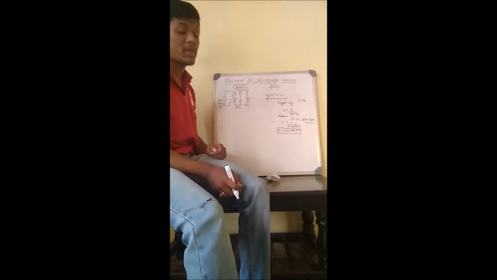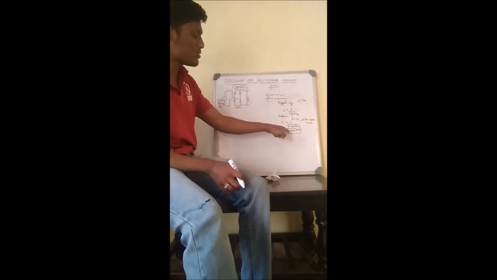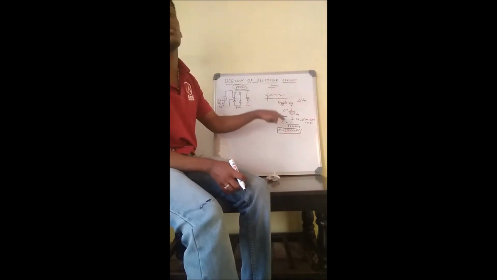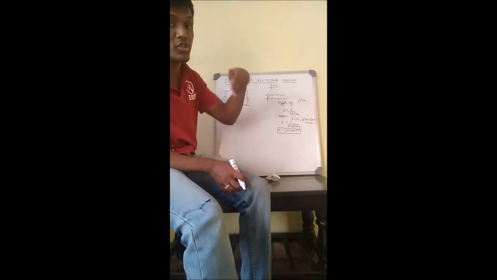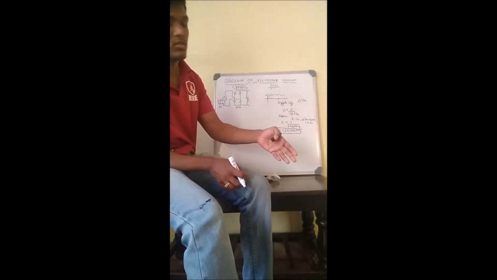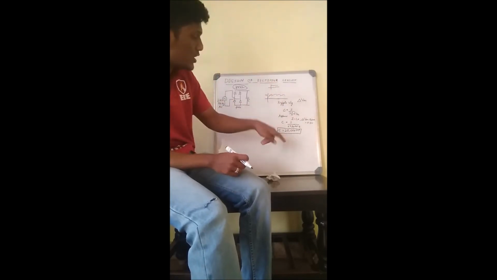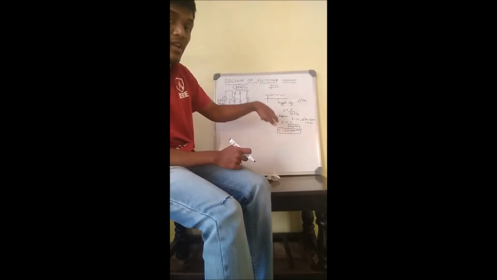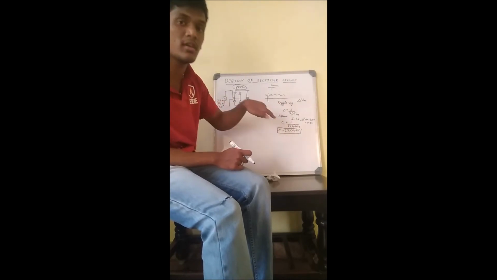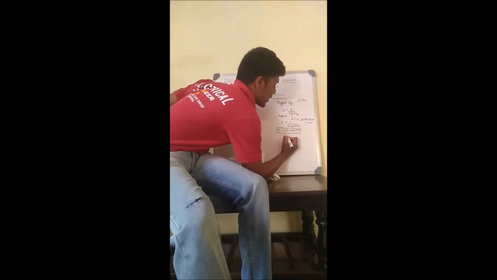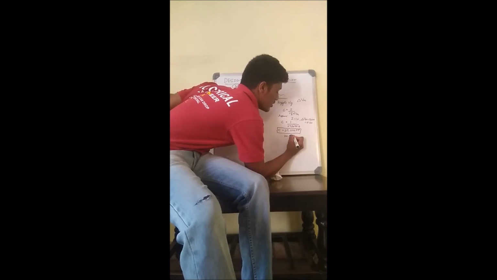But practically, a 20,000 microfarad capacitor is not available. So what should we do? We need to consider the value which is available near to it. The value which is available near to it is 22,000 microfarad.